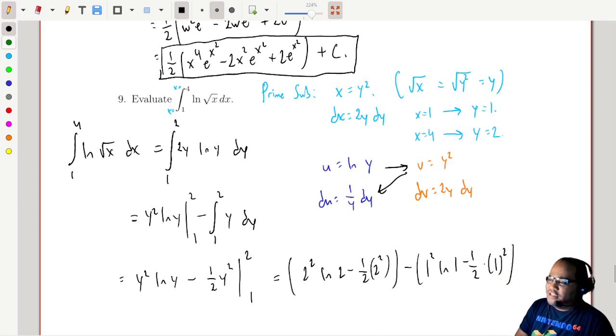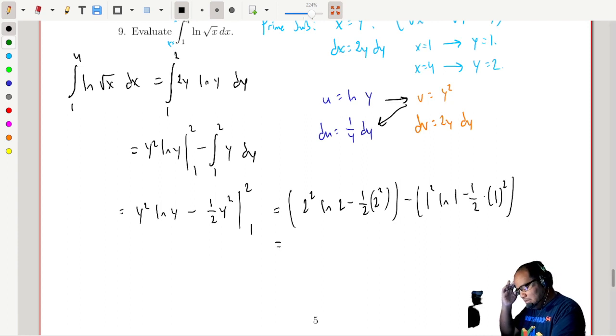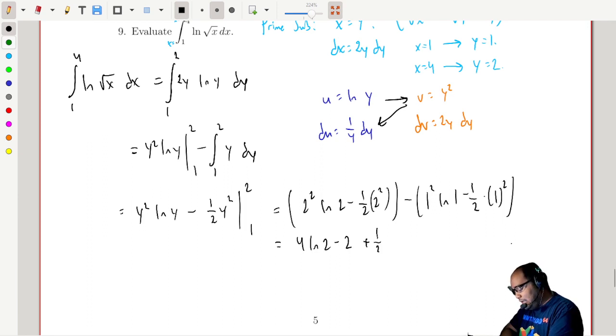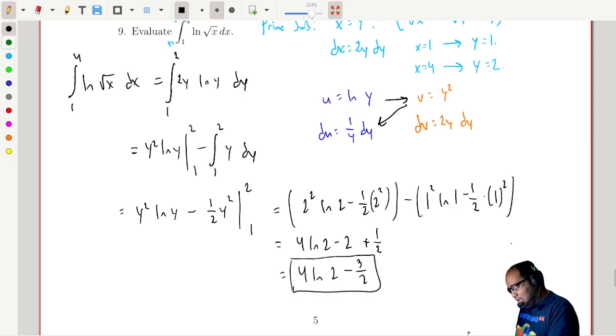All right, well, log of 1 is 0, because e to the 0 is 1. So what do we have here? 4 log 2 minus 2 squared is 4, divided by 2 is 2, minus, well, log 1 is 0, minus is plus, plus a half. We'll have 4 log 2, negative 2 plus a half. Negative 2 is 4 over 2, right? And then we'll have a minus 3 there. That's it.